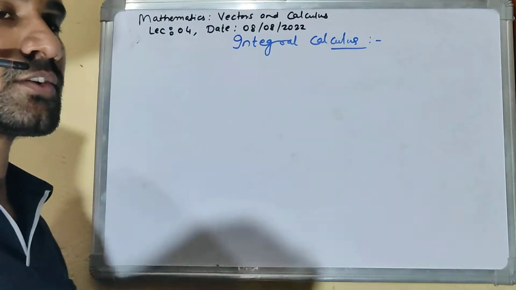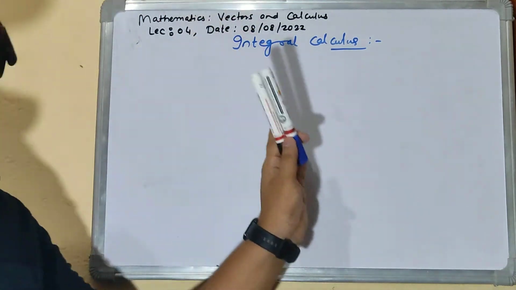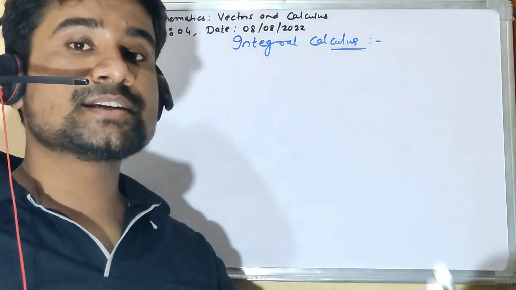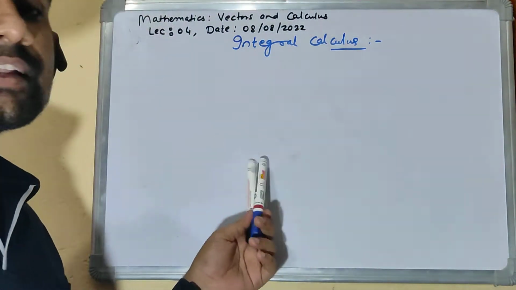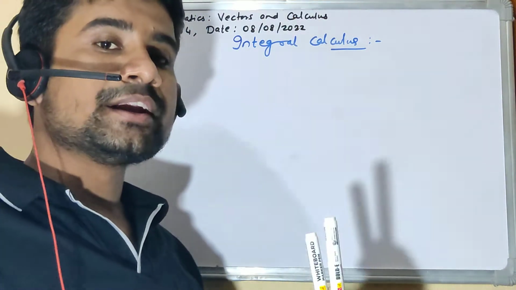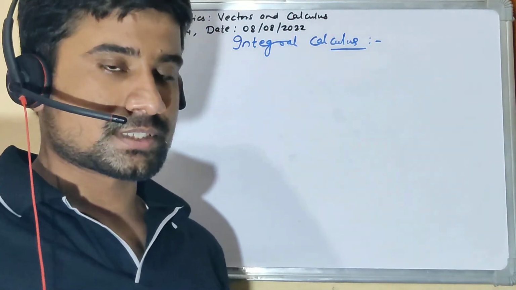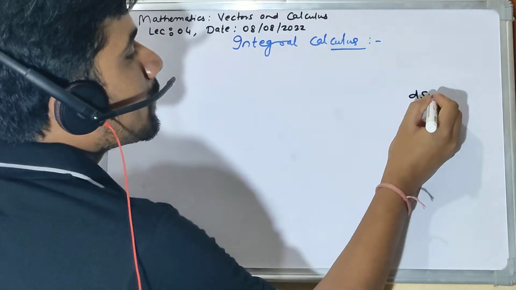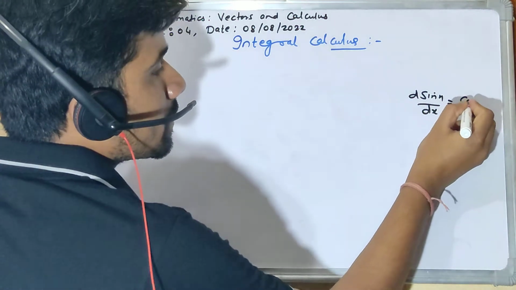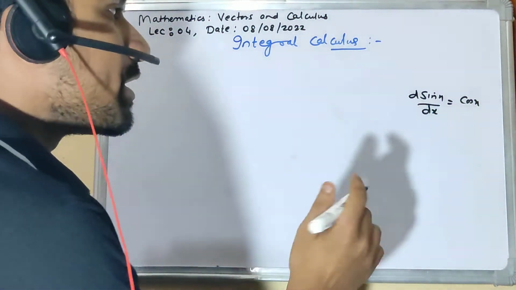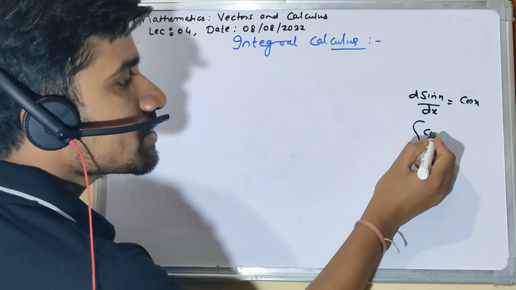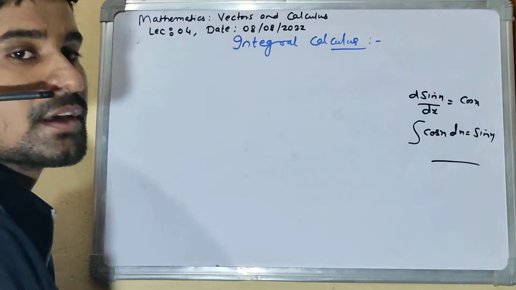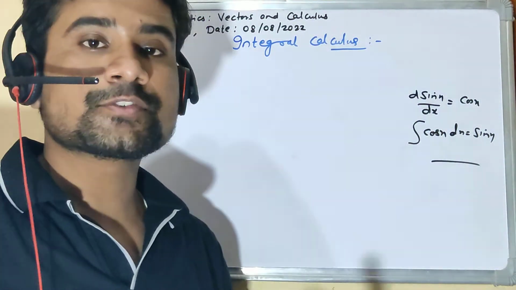So the next branch of calculus which we will be dealing with is integral calculus, right? We just discussed differential calculus and its applications, what its physical significance is. Now we will be discussing integral calculus. So integration, or integral calculus, is the reverse process of differential calculus, right? If we say d of sin x by dx is nothing but cos x, the reverse process of this is integration. Integration is represented with this sign. So integration of cos x multiplied by dx will be sin x, right? So the integral is the reverse process of the differential.